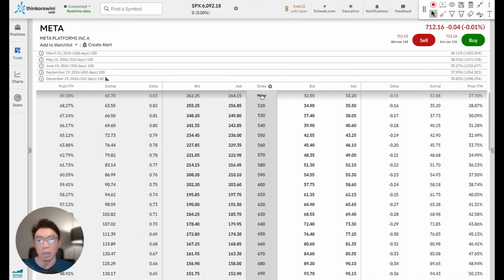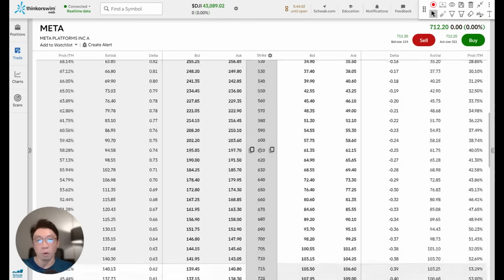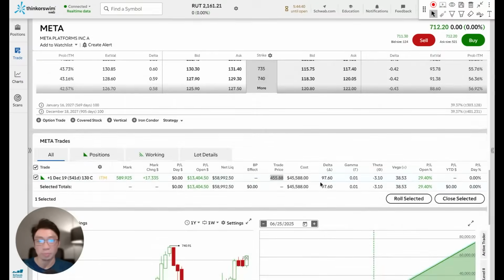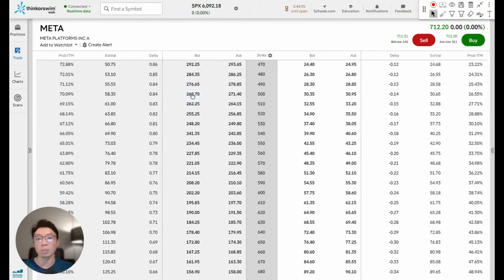And let's just use 500 strike price as where the strike price was when you first put it on. Okay, so we bought it for around $455. So now it's currently marking at around 269. So we do have a current loss on this position.